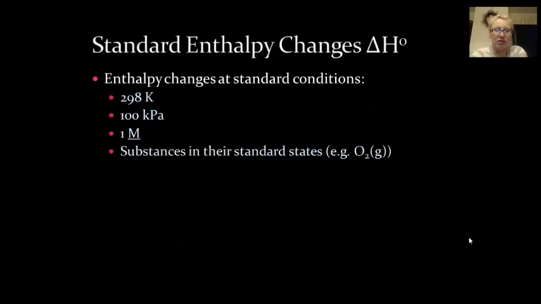The standard enthalpy change, delta H with this little knot symbol at the top, is the energy change at standard conditions. So 298 kelvins, 100 kilopascals, if it's a solution, 1 molar solution, and the substances are all in their standard states. For example, oxygen is usually found as a gas, so that's its standard state.